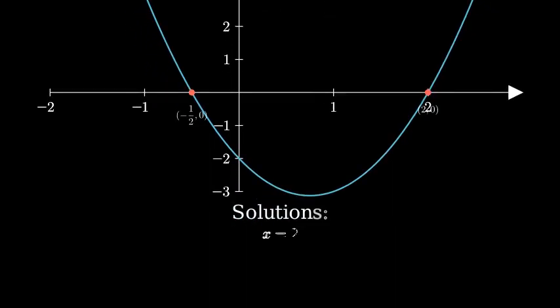In summary, we solved the quadratic equation 2x squared minus 3x minus 2 equals 0 using the quadratic formula and found two solutions: x equals 2 and x equals negative 1/2. We then verified these solutions by graphing the quadratic function.